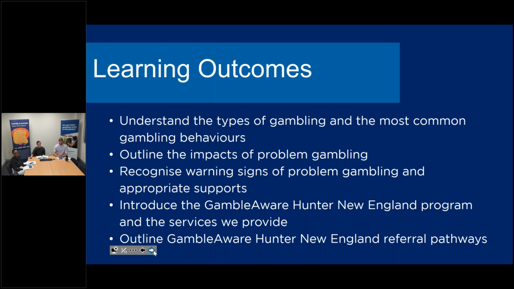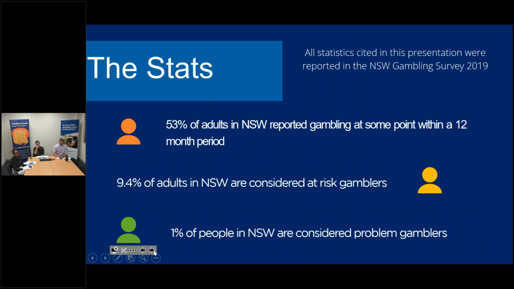So to get started, just a few stats on gambling in New South Wales. All of these stats are coming from the New South Wales Gambling Survey, which was published in 2019. So a couple of years ago now, but that is the most current survey that the government has done. In New South Wales, 53% of adults reported gambling at some point within a 12-month period. 9.4% of adults were considered at-risk gamblers, and 1% of adults in New South Wales were considered problem gamblers.